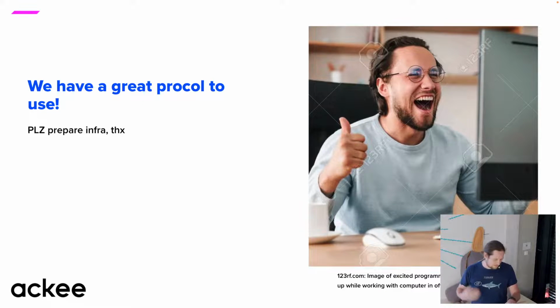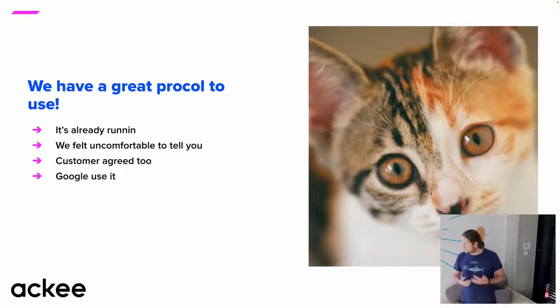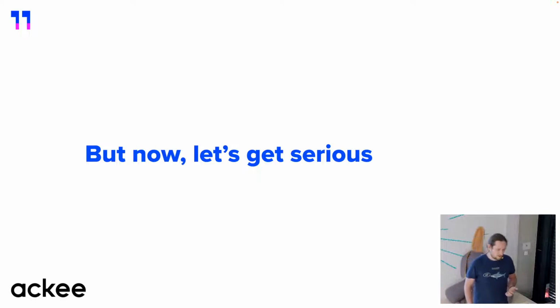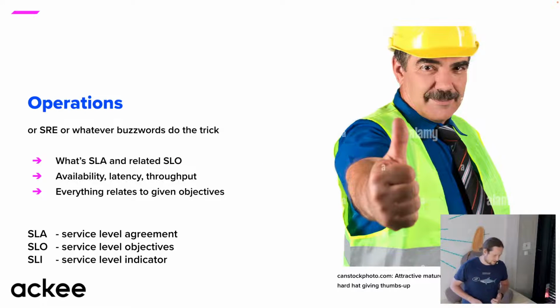So that's the excitement phase, then comes the negotiation phase: it's already running. I love that one, you can't say no to that, it's already running. We kind of felt uncomfortable to tell you. I do understand that as well, especially if, I have a talk about it later on. And the customer agreed too, yeah. And Google uses it as well. This one is actually really important for me. That means that somebody is going to support it later. That's the motivation part. But let's get serious. They are going to beat me later, so that's all right.